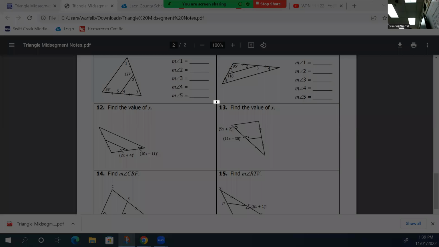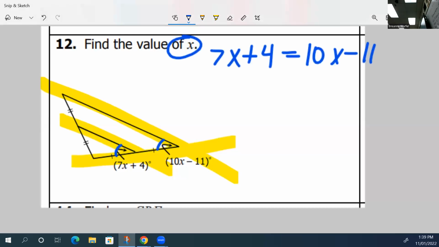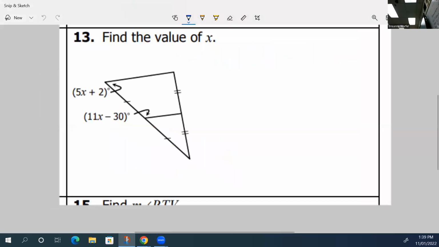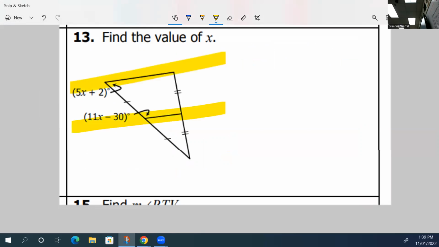13, similar again, you're finding angle measures. When we talked about the mid-segment theorem yesterday, the mid-segment only talks about sides. It doesn't have any relationship to angles, so that's why you have to apply the parallel part. So you have parallel lines, because your mid-segment is parallel to the third side.